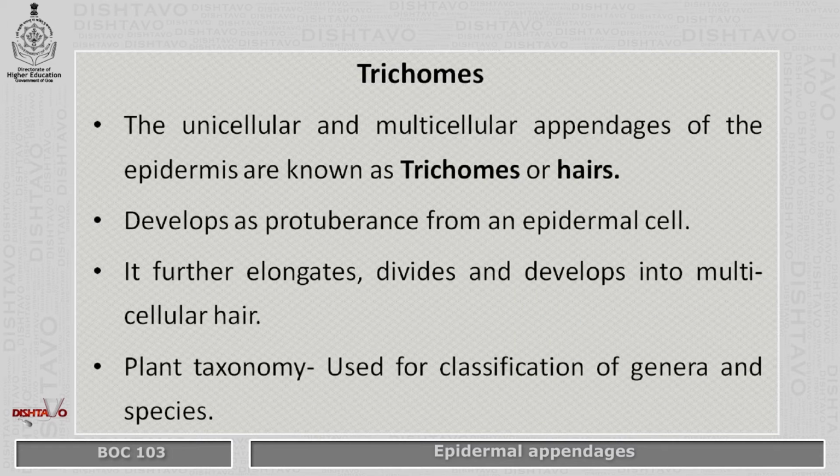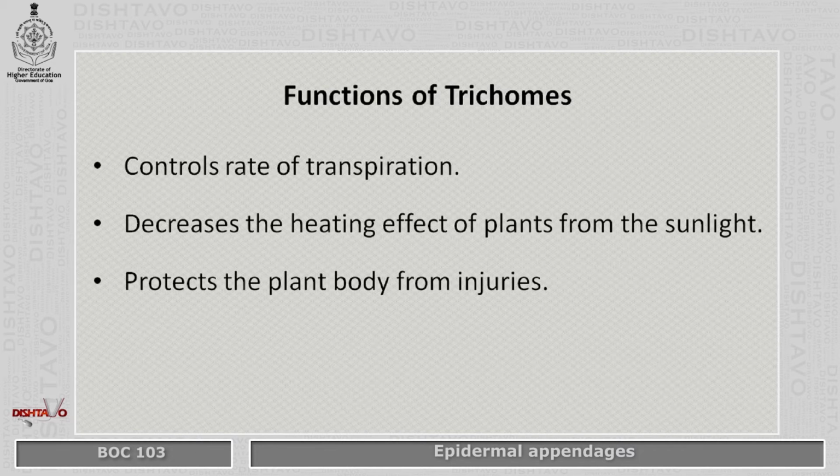Trichomes. Trichomes are defined as the unicellular and multicellular appendages of the epidermis, and they are found all over the plant body, which is known as ubiquitous in nature. The trichome develops as a protuberance from an epidermal cell. It further elongates and divides and develops into multicellular hair. Trichomes are a very important tool in plant taxonomy, wherein they are used for classification up to family level, genera level, and species level.